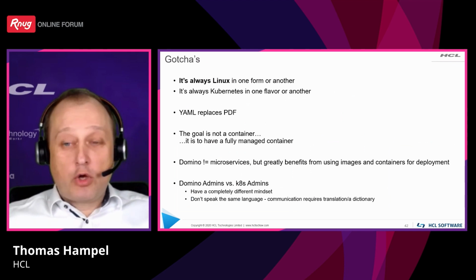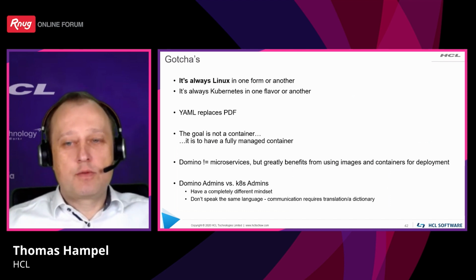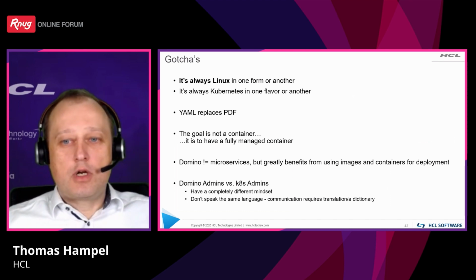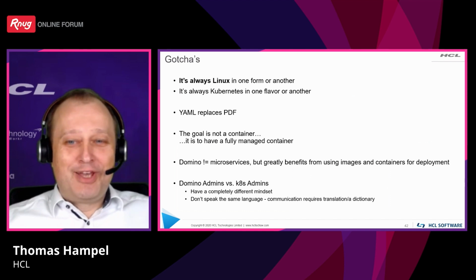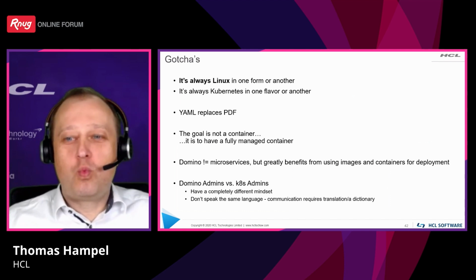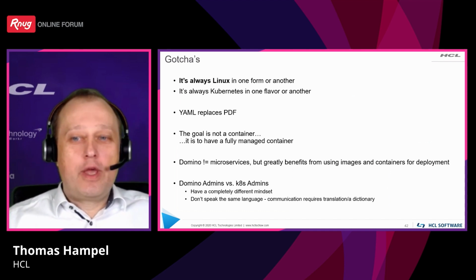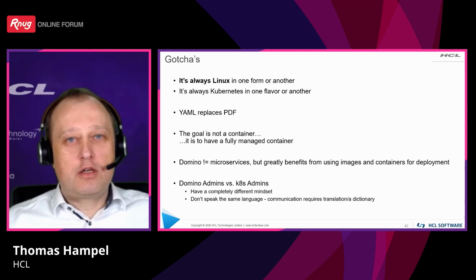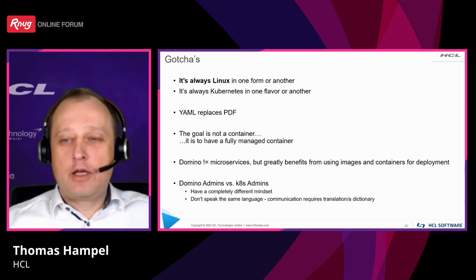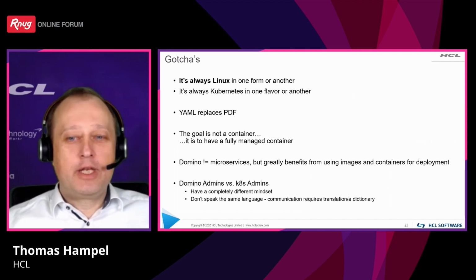So, the gotchas. What have we found? What would we like to provide you as advice to start with? Well, first, I highlighted this in bold because whatever you do, it is always Linux. It's always one form or the other of Linux. And it also is always Kubernetes. If you go to the enterprise-scale world, whatever it's called, Rancher or OpenShift, technically what it runs on is Kubernetes.